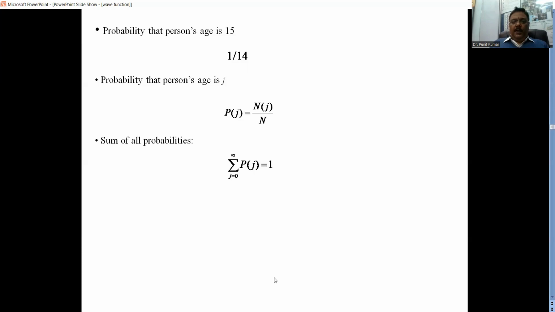So the probability that a person's age is small j is N_j upon the total number, that is capital N. And if we sum all the probabilities, the sum of all the probabilities is going to be 1.